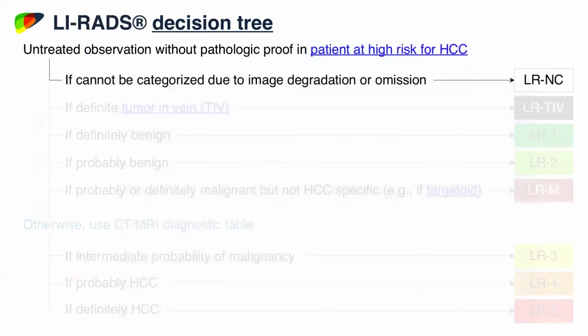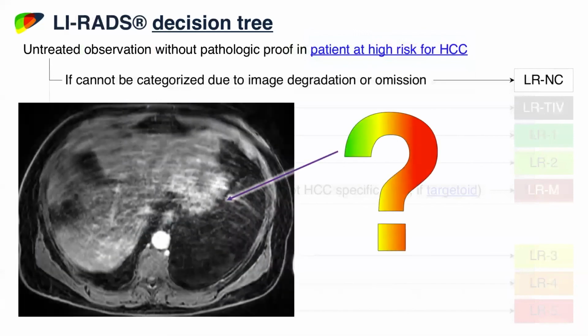So let's say these things apply, so we're going to continue LI-RADS, and we ask ourselves, can I categorize this lesion? If you cannot categorize this lesion at all, we call it LR-NC. So LR-NC means we see an observation, but due to image degradation or image omission, we cannot tell if this observation is more likely benign or malignant.